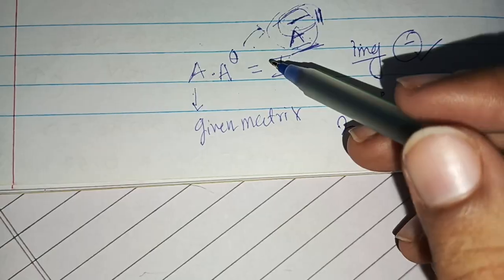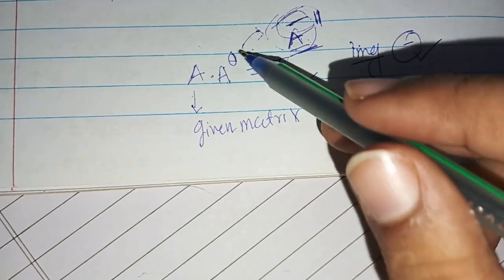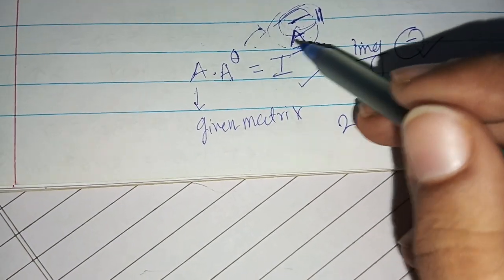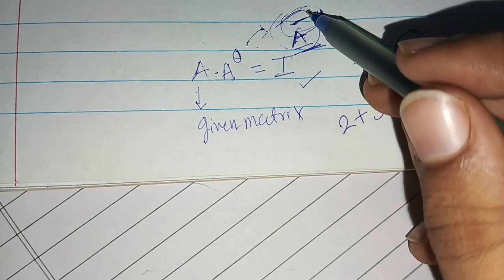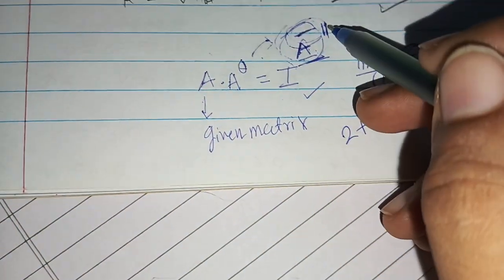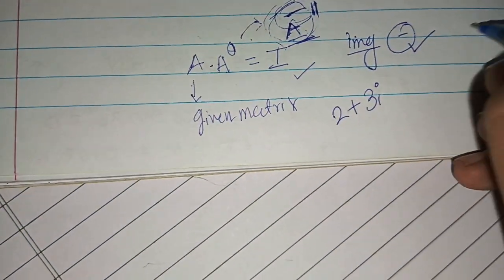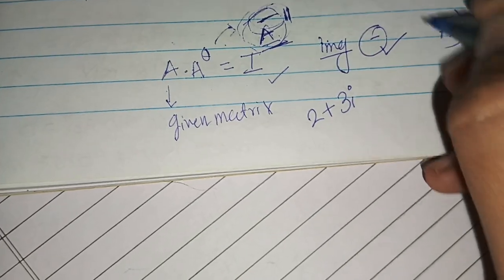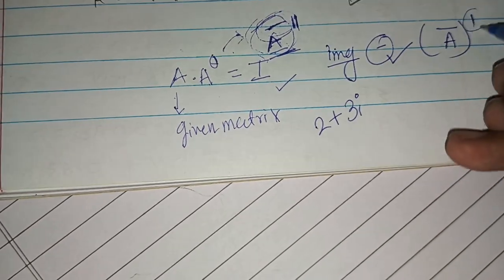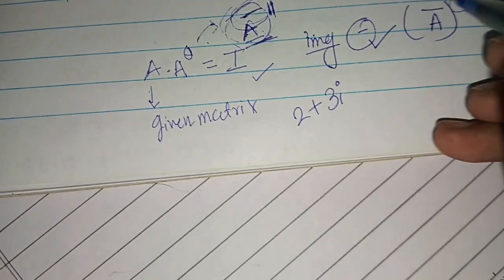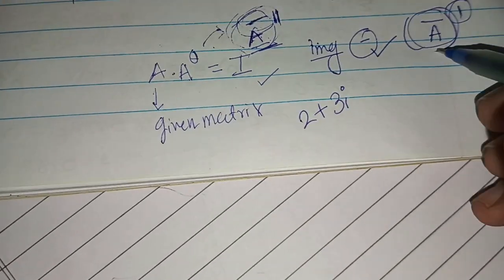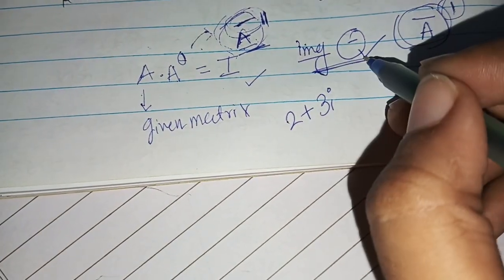So first, for A theta, you have to take the conjugate of A, and then the transpose of that conjugate. So it can be written like this: A conjugate of transpose. These symbols indicate transpose and this is the symbol of conjugate. Conjugate means change the sign of the imaginary number.